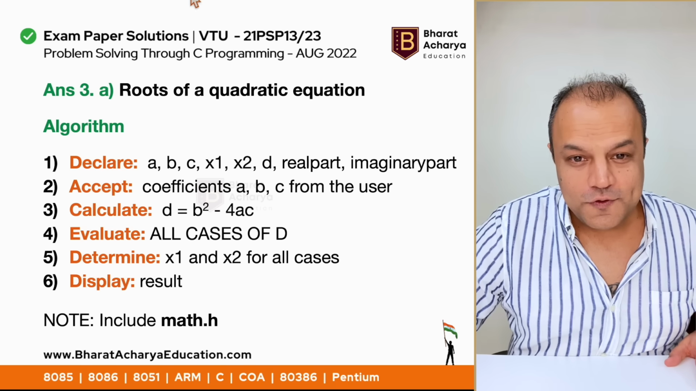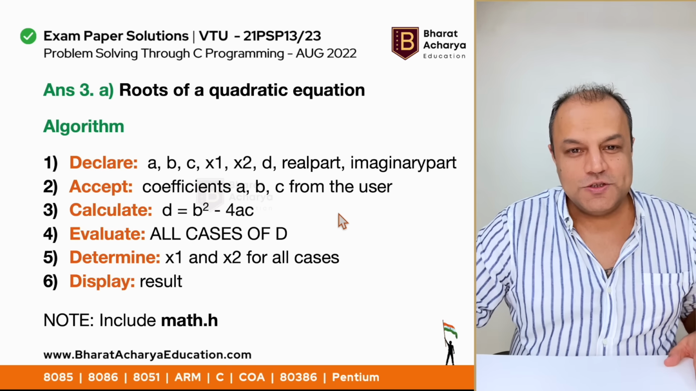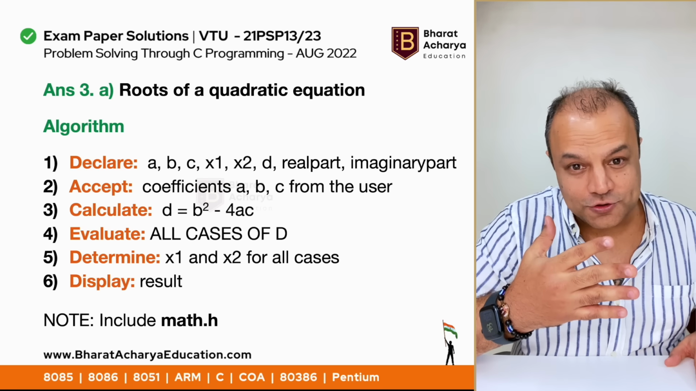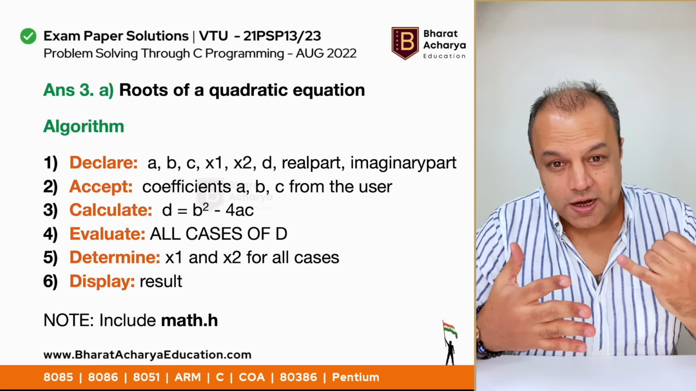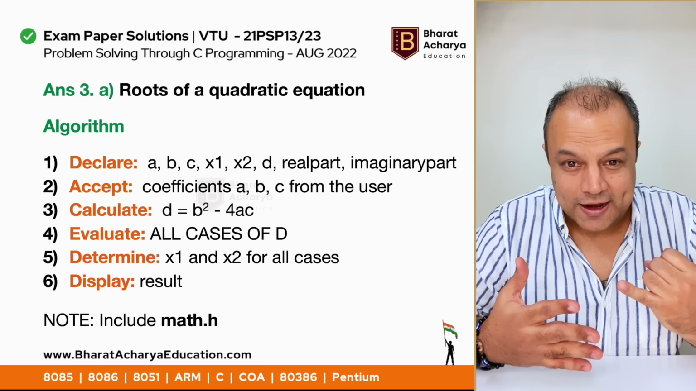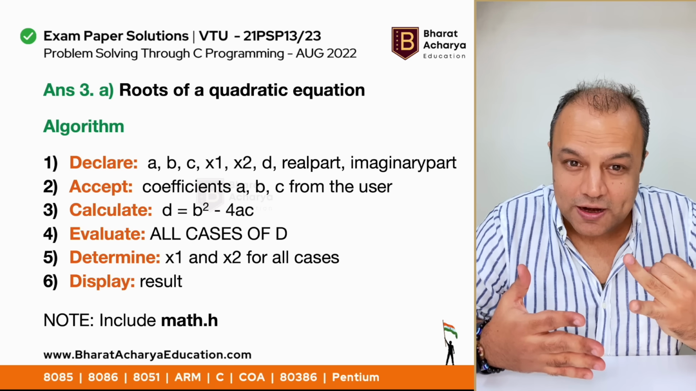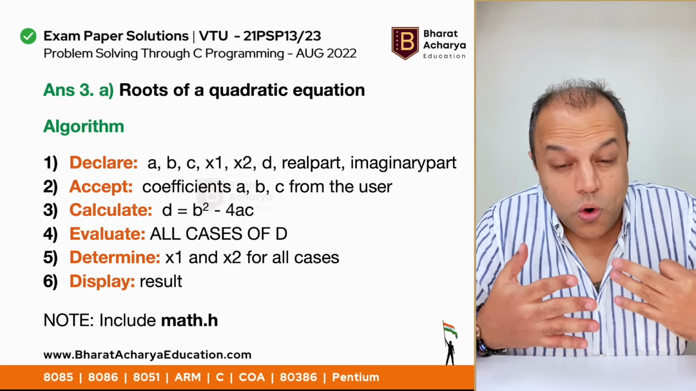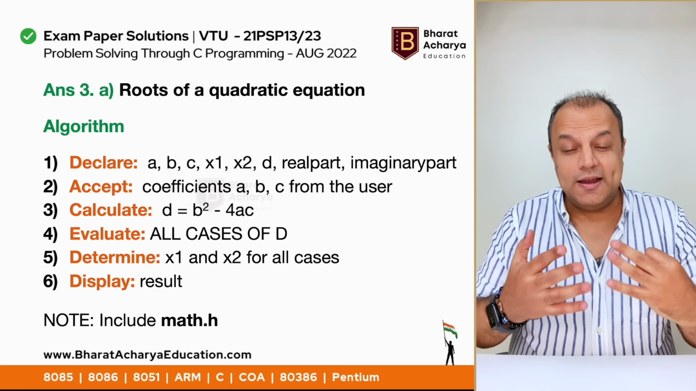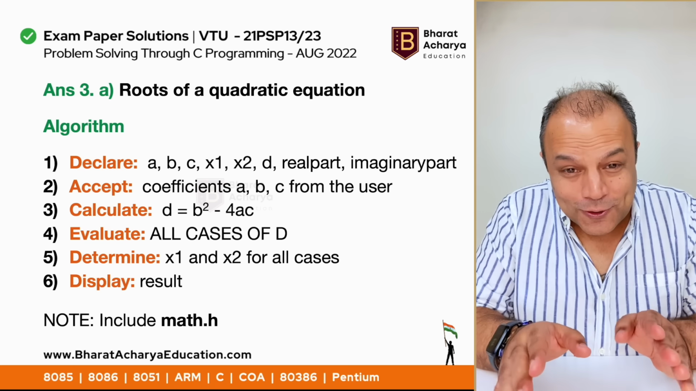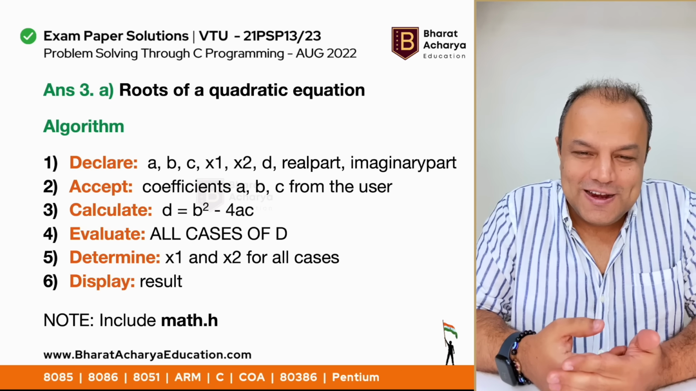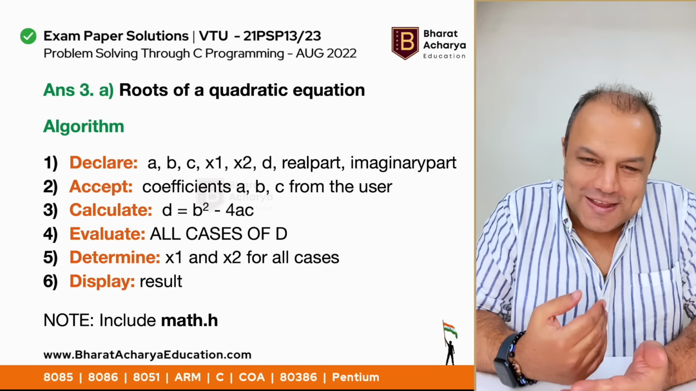Come on. First thing, declare what are the variables you'll need. a, b, c, the coefficients, x1, x2, your final results, your roots. d, the discriminant, and in that last case, you have a real part and an imaginary part. Are you clear? So you need to declare them as well. All of these, keep in mind, will be declared as what? Integers? No, you're doing division, you're doing square root. You have to declare them as floats, not as integers.